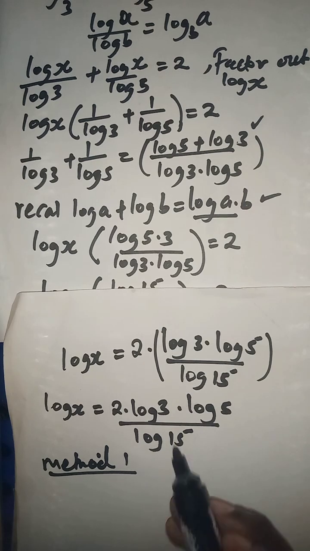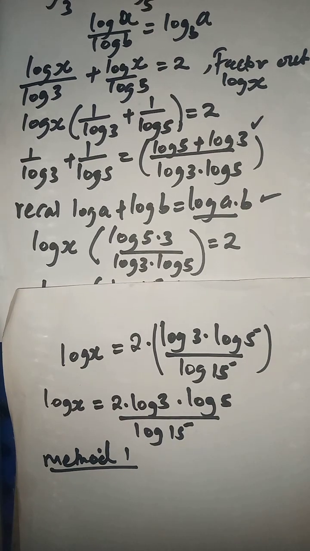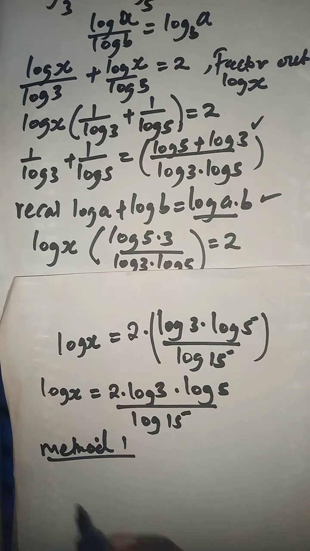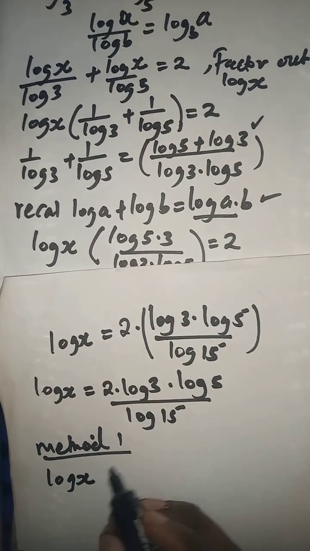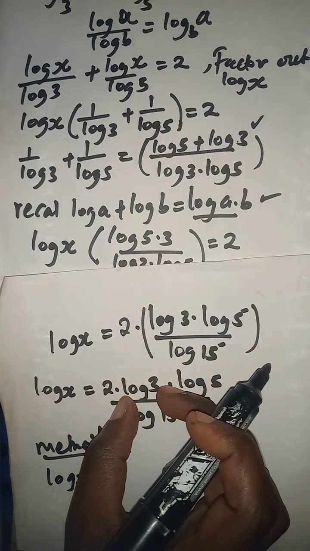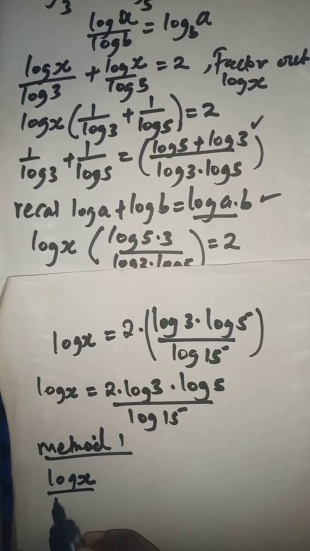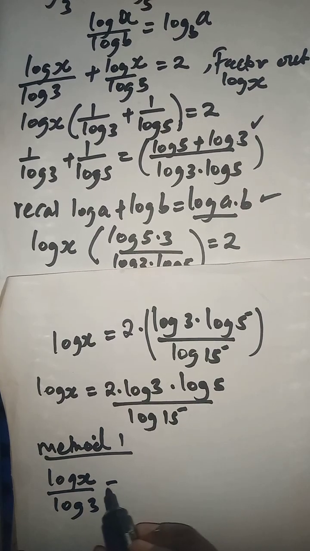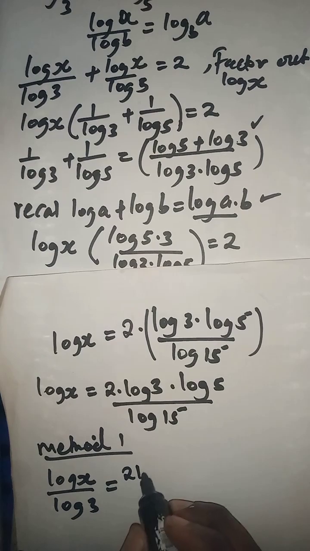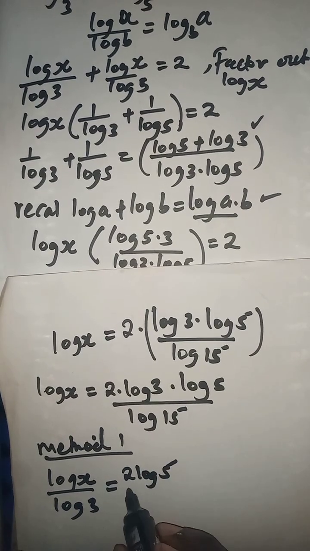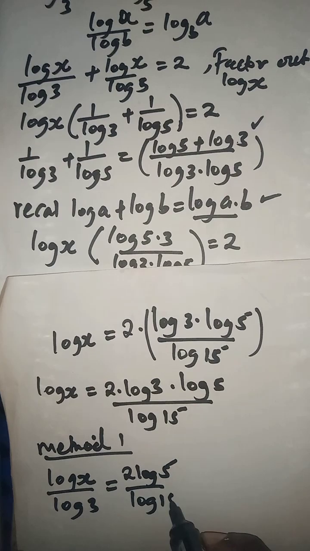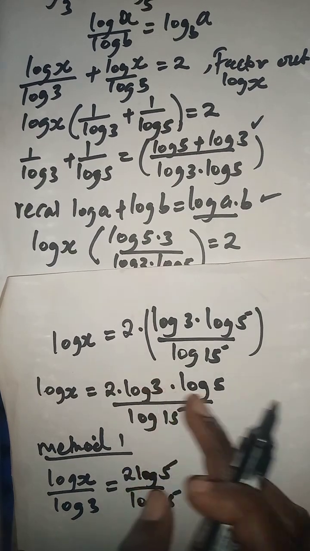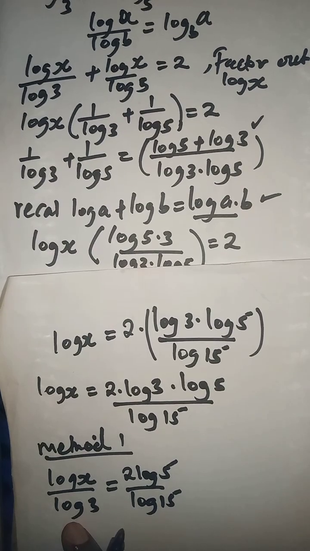The first way, I'm going to take the log of x, and I'm going to divide this by log of 3, which is equal to 2 to the log of 5 over the log of 15. I've just taken this, divided it across, and that is what I get.